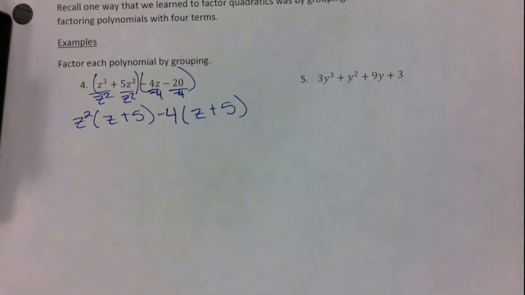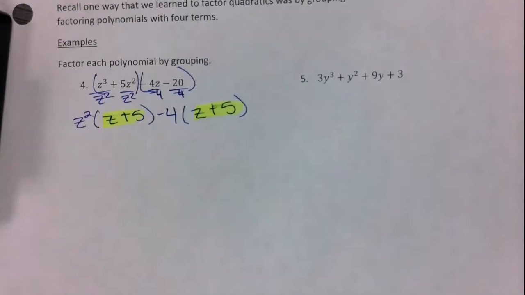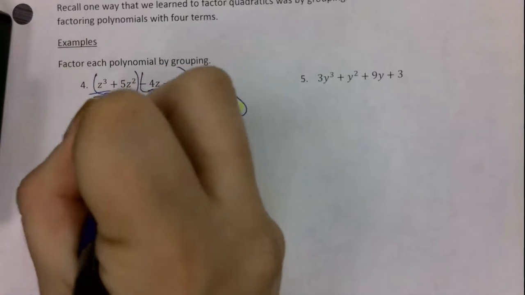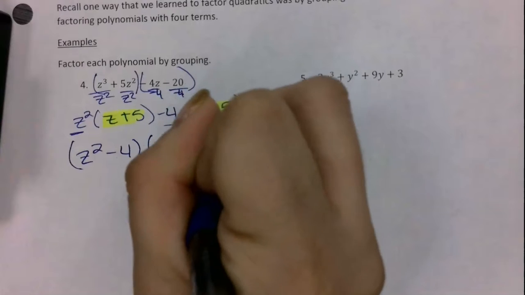Okay, so notice they're the same. So that means I've done it right, first of all, that they're the same. So then what I do is I take my 2 outside pieces and I put them together. So I'm going to have z squared minus 4, and then z plus 5 at the end.